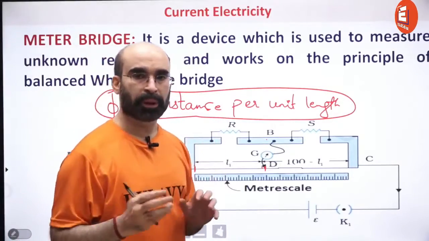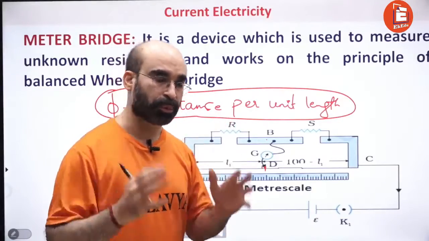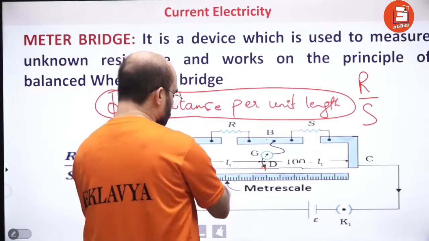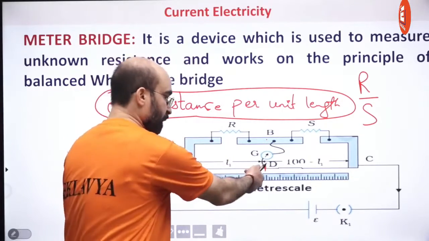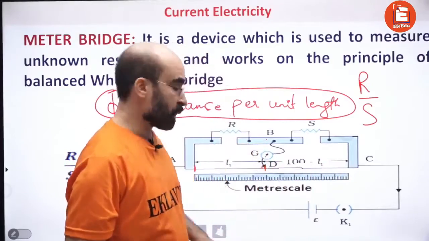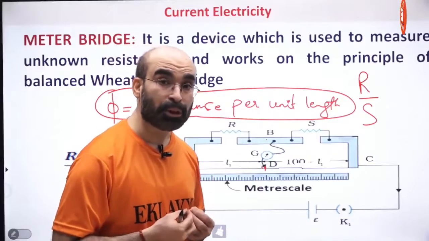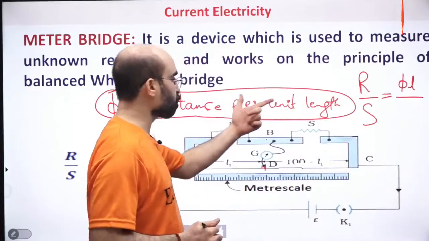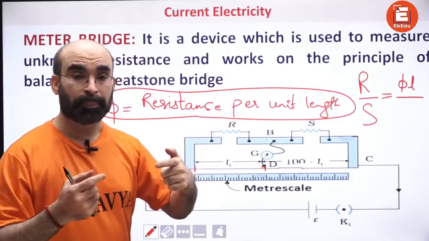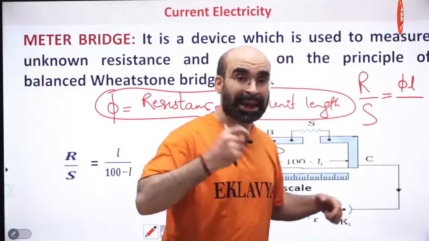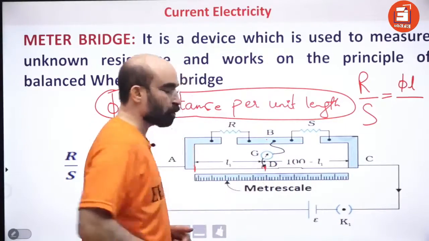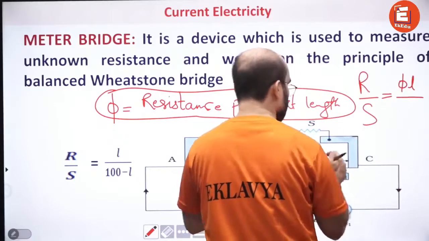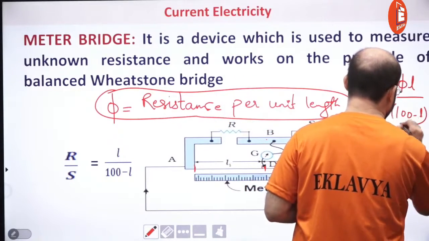So when we have resistance per unit length phi, we apply that logic to the balanced condition of the Wheatstone bridge. We have R by S equals the resistance of arm AD upon the resistance of DC. What is that value of resistance? It is very simple: phi into L. Phi is resistance per unit length. When we multiply resistance per unit length with length, we get the resistance of this segment of the wire. Furthermore, this upon 100 minus L into phi, right?